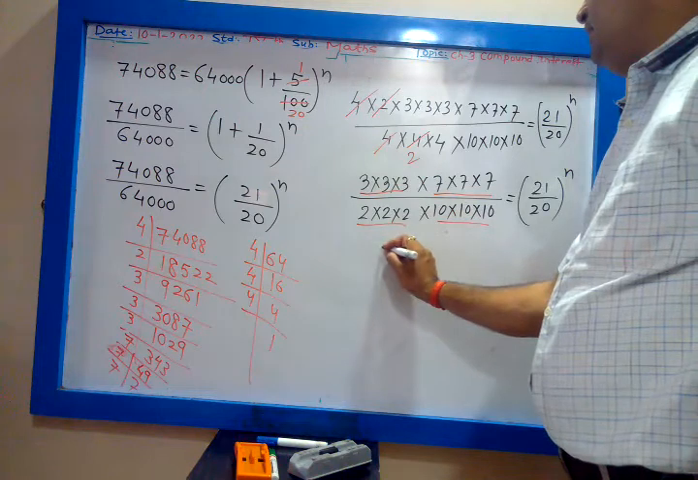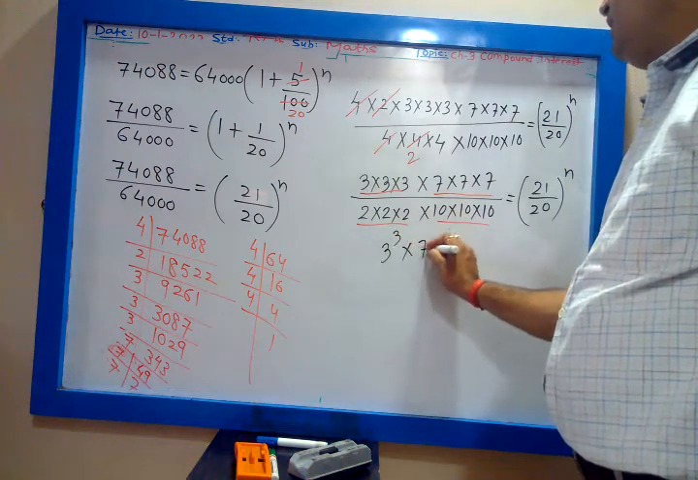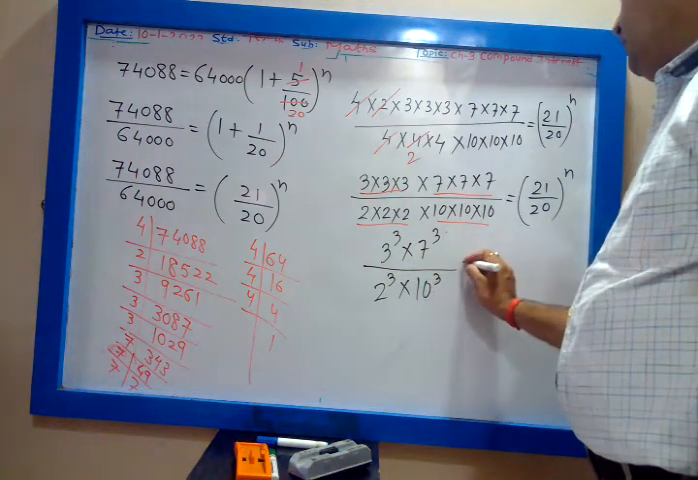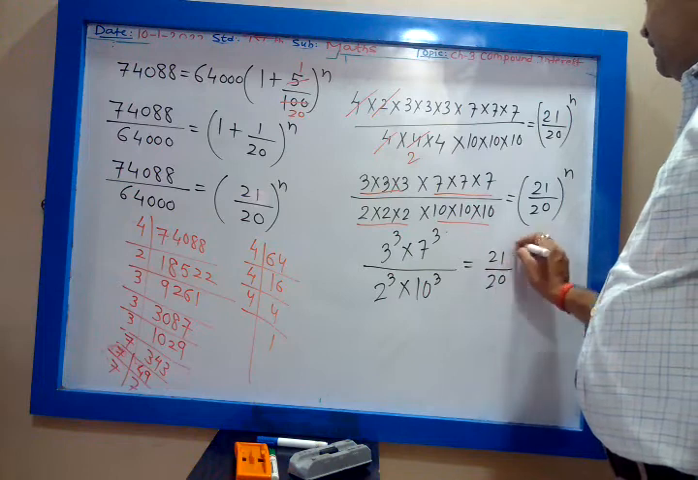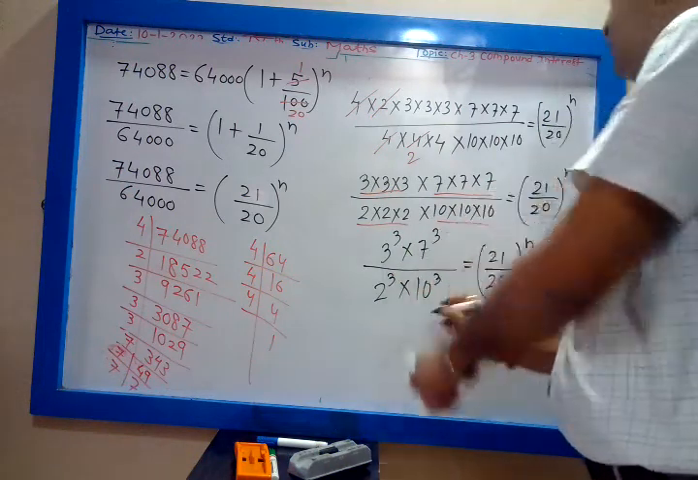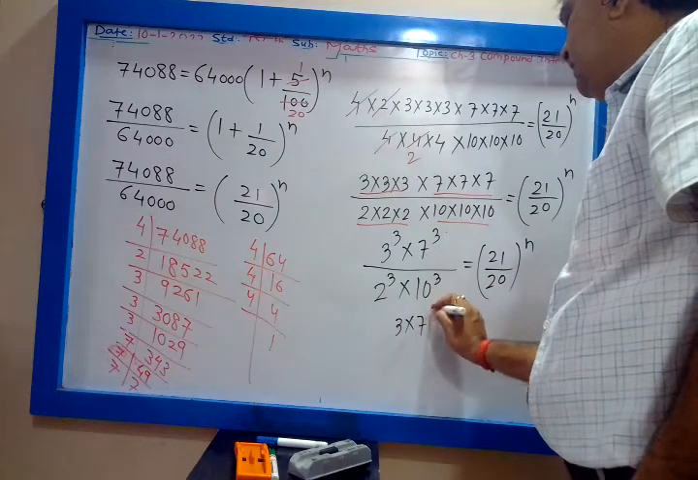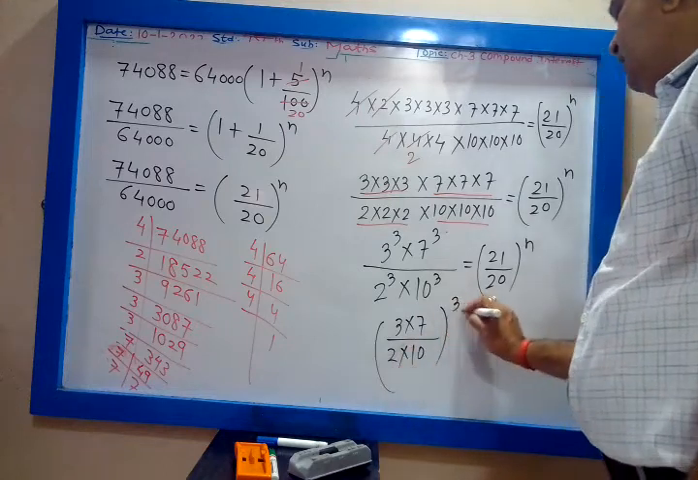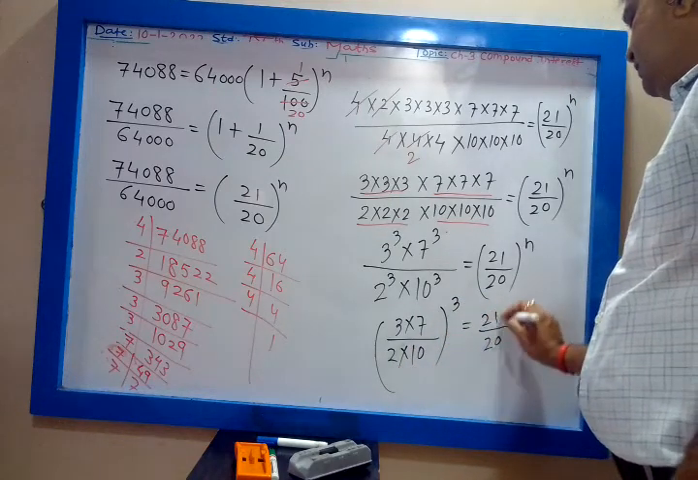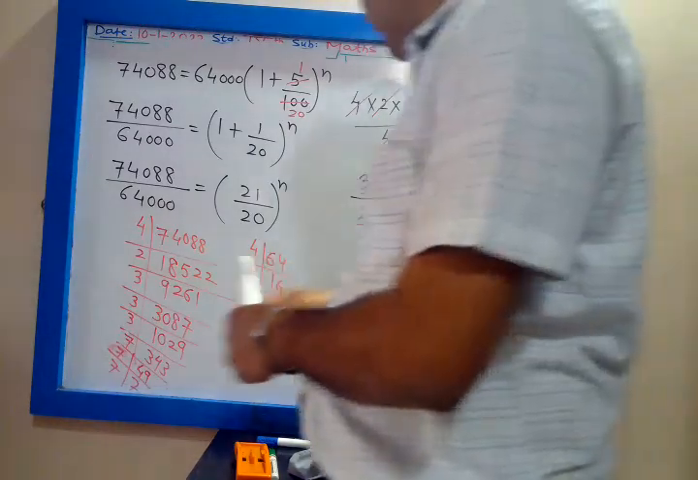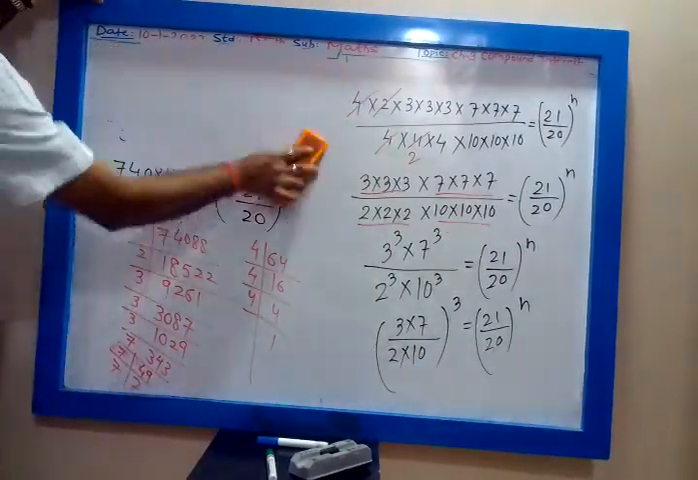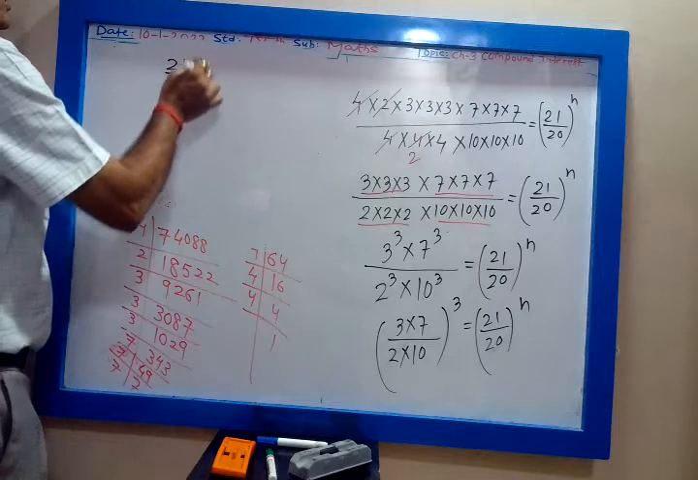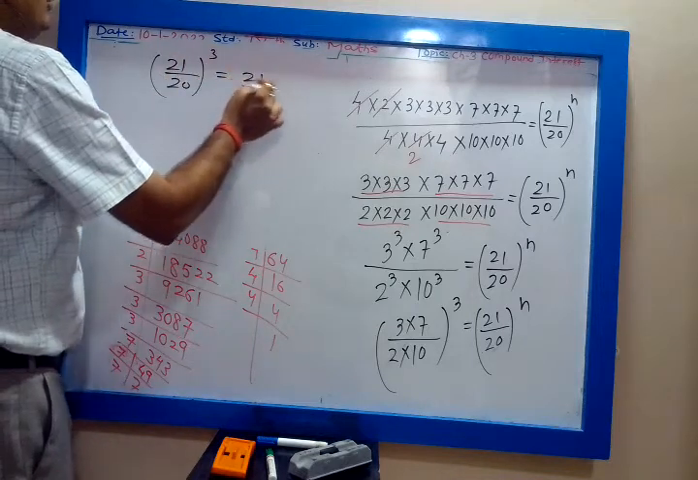If you have not understood, let me write one more way. 3 raised to 3 into 7 raised to 3 upon 2 raised to 3 into 10 raised to 3 is equal to 21 upon 20 raised to n. Now 3 raised to 3 into 7 raised to 3, I can write 3 into 7 whole raised to 3. Then 2 into 10 whole raised to 3, I can write whole raised to 3. Is equal to 21 upon 20 raised to n. So 21 upon 20 raised to 3 is equal to, yes, understood, everybody has any doubt? 21 upon 20 raised to 3 is equal to 21 upon 20 raised to n.